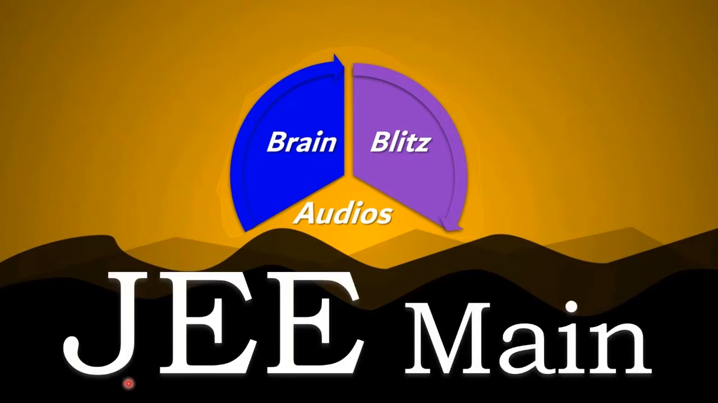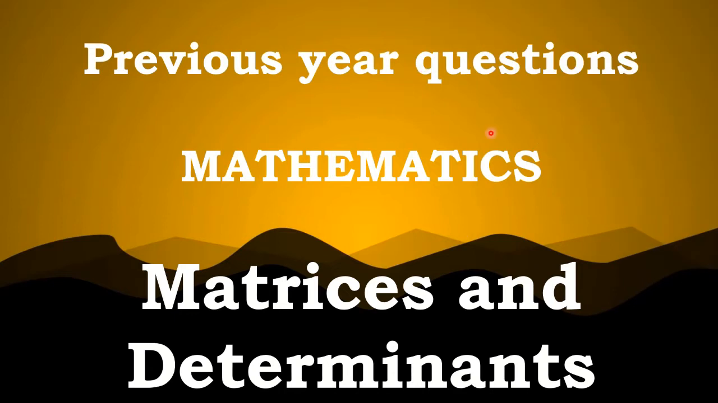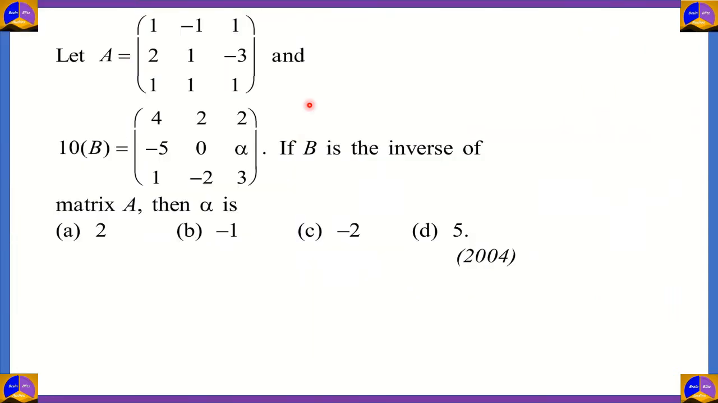Today in this episode of JEE Main, we're going to be looking at previous year questions of mathematics asked in engineering entrance exams in India. Today we're dealing with a very important chapter in mathematics. The name of this chapter is Matrices and Determinants. So this deals with the arrangement of numbers in a row and column, which we call a matrix, and operations on matrices as well as their determinants. So today let's look at our first question.